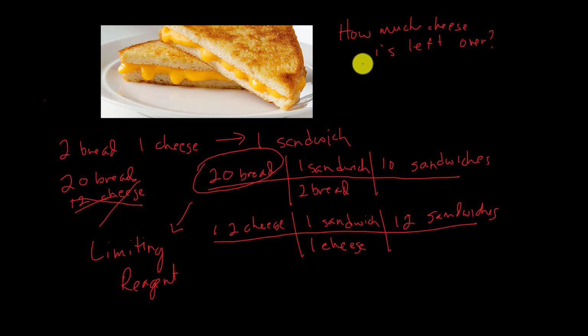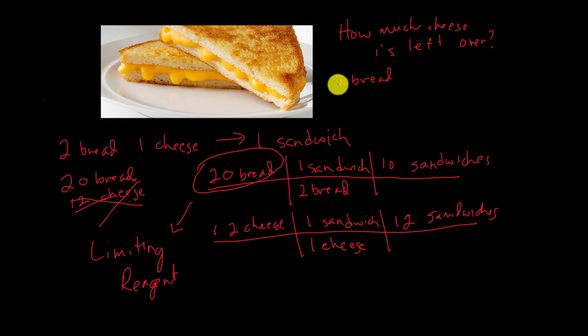This is not a very complex problem, but here's how you would do it. Again, all of your calculations, once you figure out your limiting reactant, start with that reactant. So now we start with 20 pieces of bread, and our question is, how much cheese are we going to use when we use up all the 20 pieces of bread? Now it's going to be pretty obvious.